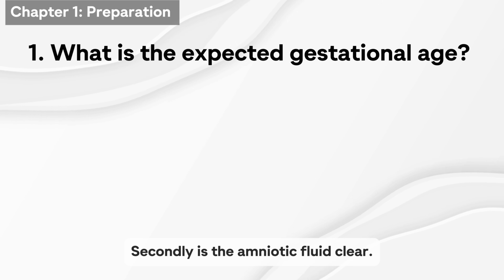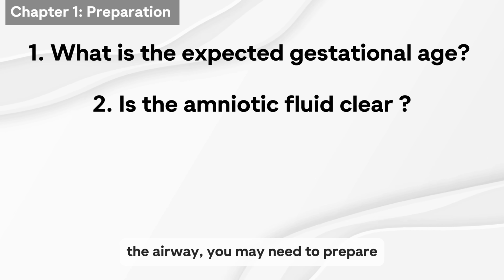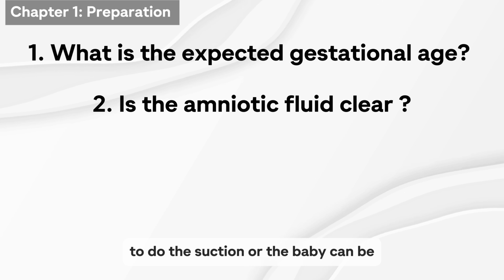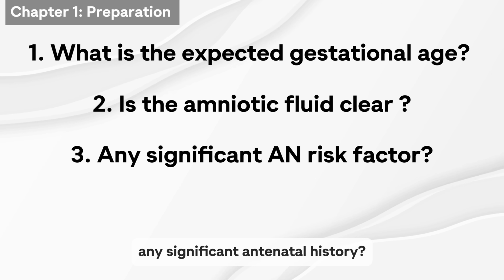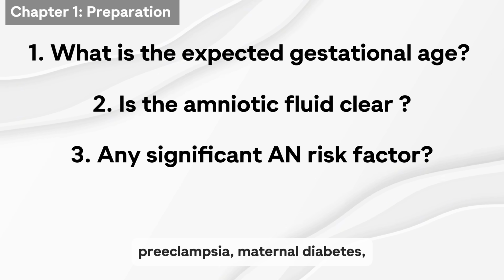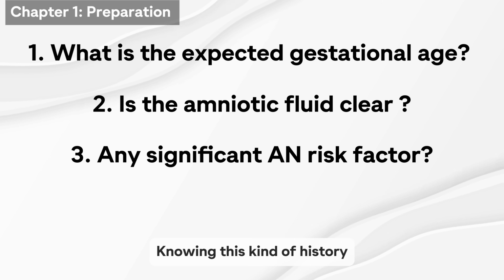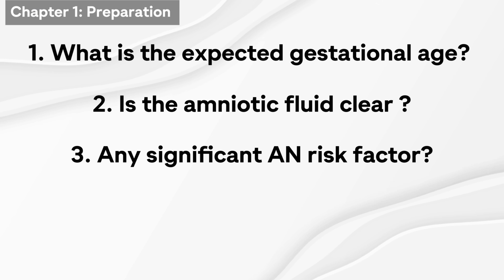Secondly, is the amniotic fluid clear? If there is meconium, it may obstruct the airway. You may need to prepare to do the suction, or the baby can be more difficult to ventilate. Thirdly, any significant antenatal history. Are there any risk factors like preeclampsia, maternal diabetes, or is the mother having fever? So knowing this kind of history can definitely help you predict how sick the baby can be.